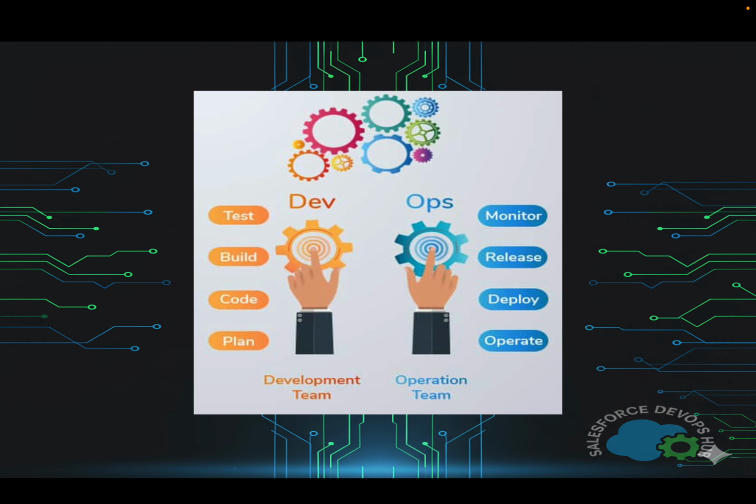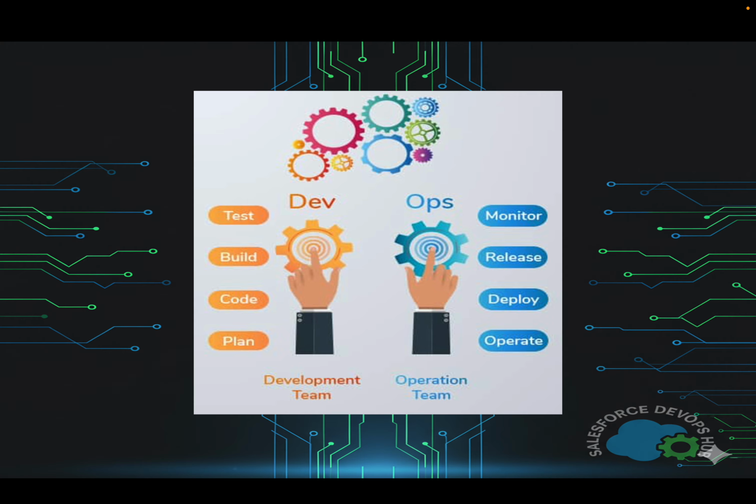In a software development project, we have two teams. One is the development team and the other is the operations team, and they have separate tasks to be taken care of. The development team is going to plan, build, and test the code. On the other hand, we have the operations team who deploys the code, releases the code, and finally monitors the code that got deployed. And these two teams work in silos.